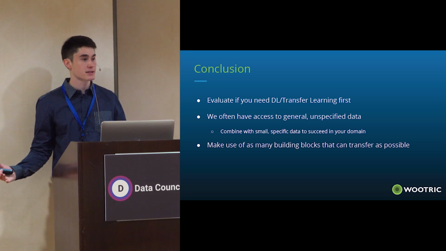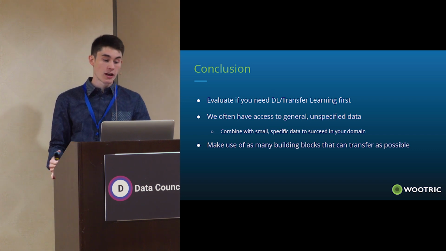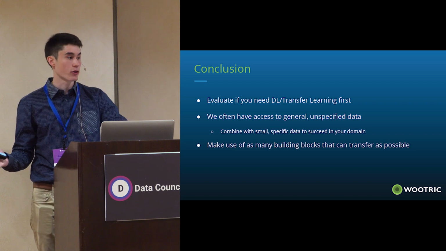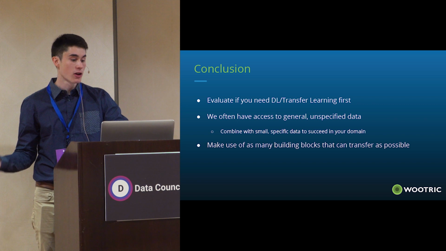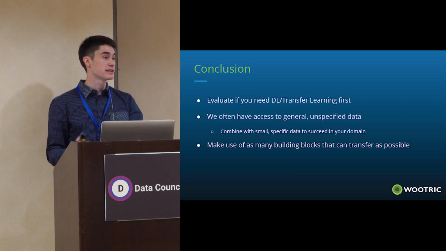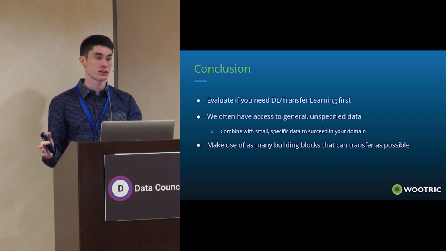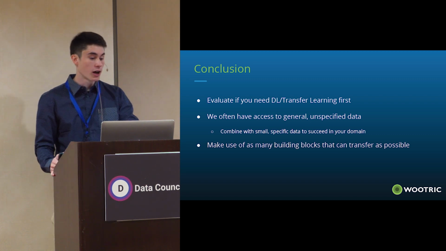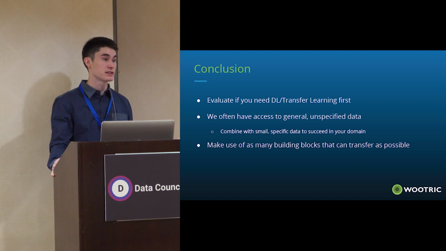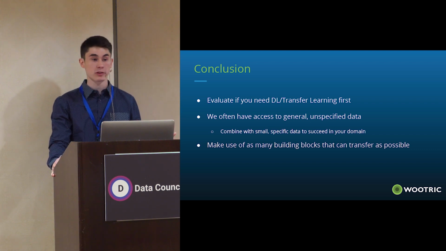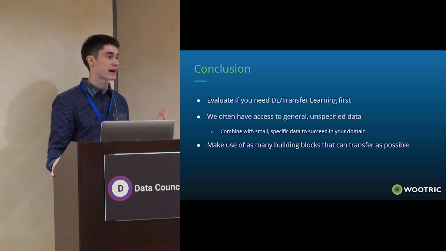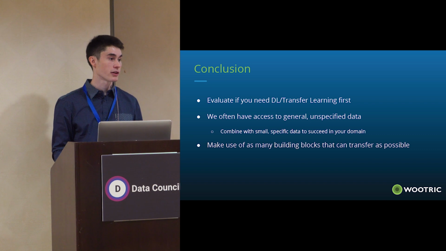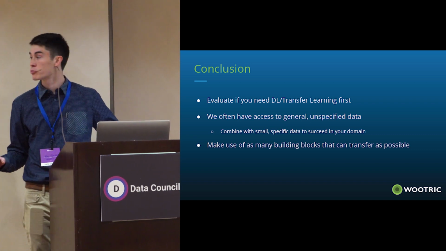So just to summarize some of the stages of the talk, steps to take when you're implementing deep learning or solving a machine learning based problem. First, evaluate if you do need deep learning and transfer learning, because it's always good to pursue other methods that may be simpler and easier to implement. And then if you do find that you need to use deep learning, transfer learning is a great place to start in NLP because we often have access to general, unspecific data that we can then train a language model on and refine to our specific problem domain.